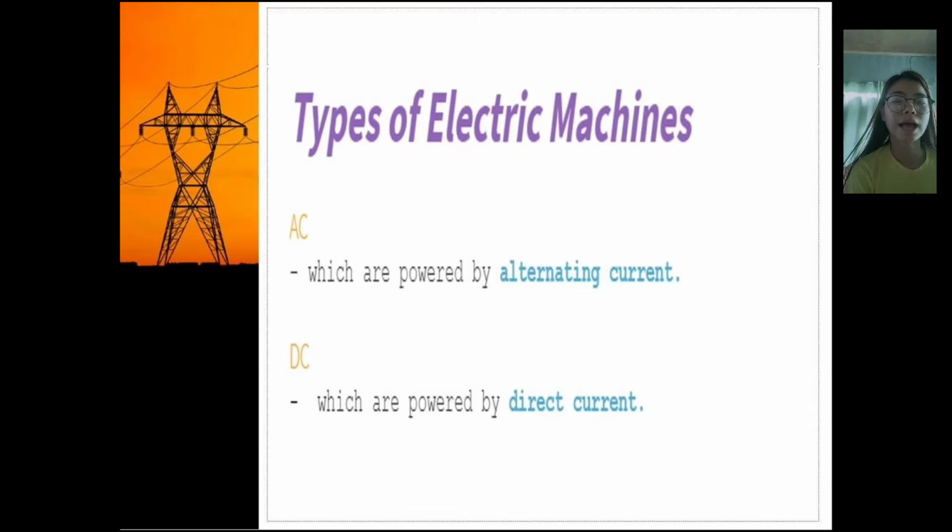There are two types of electrical machines. It is AC or alternating current and DC or direct current. So, let's define what is direct current or DC. It is the flow of electric charge in one direction. AC or alternating current is the flow of electric charge that periodically reverses direction.